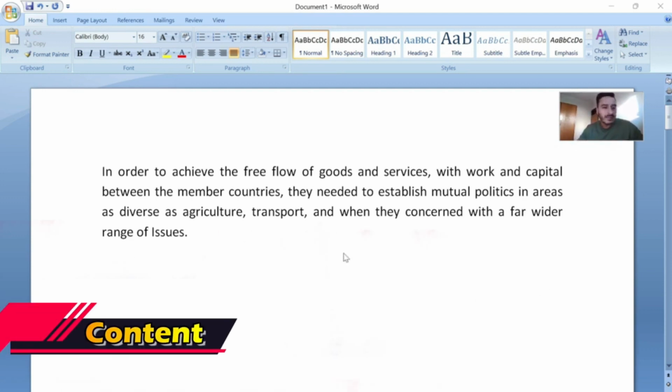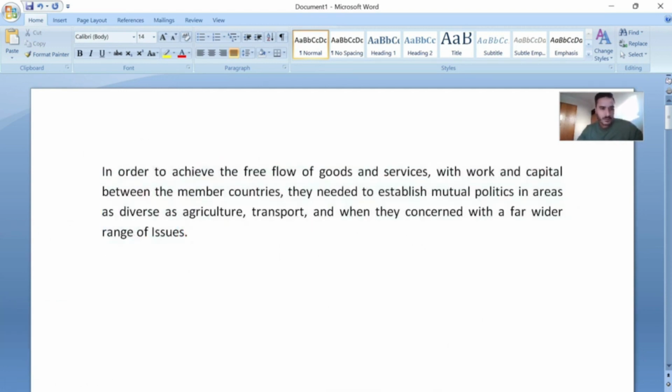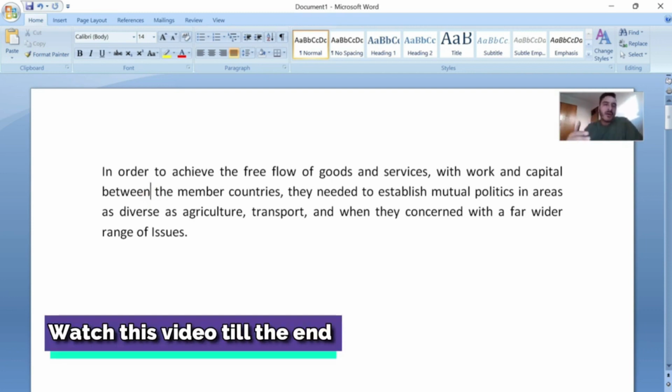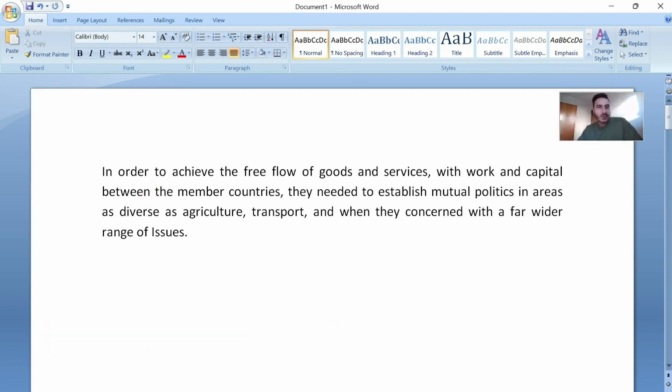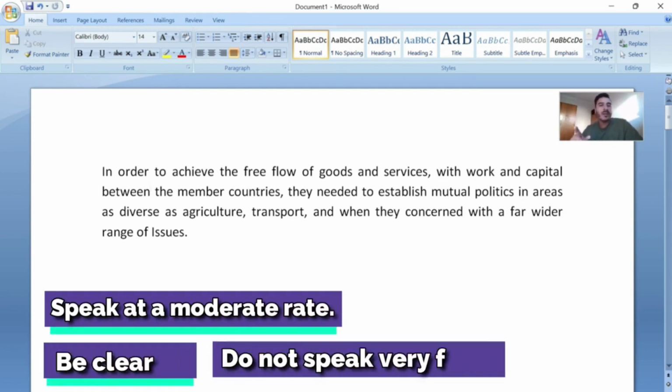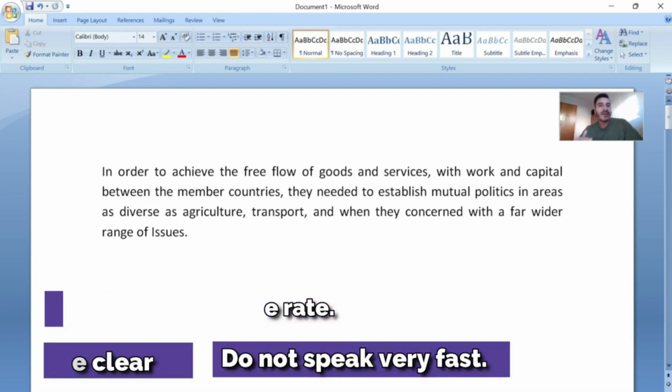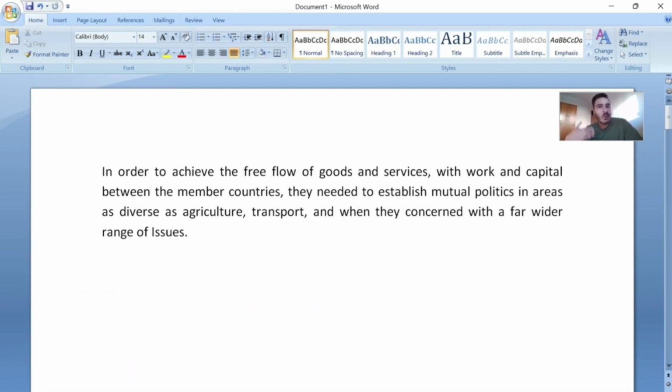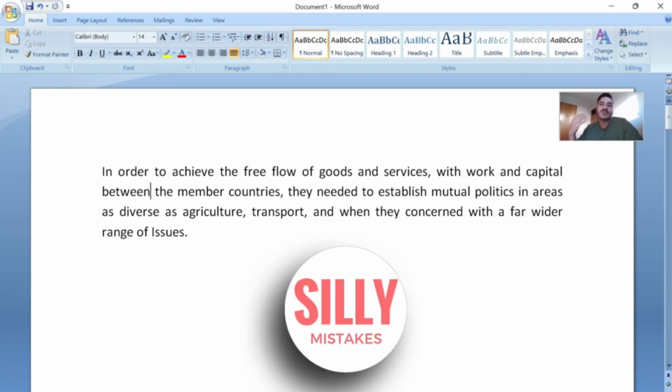What is content? Each and every word is content. If you are from an IT background or you are a software engineer, you know that each and every word is fit in the software, and if your pronunciation matches the software's pronunciation, then you can get good scores. You have to speak at a moderate rate, be clear, don't speak very fast. Why am I explaining one thing again and again, moderate rate? Because people are making these silly mistakes.